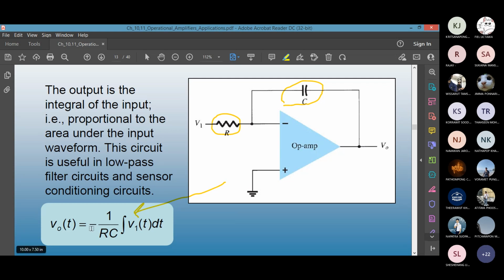Do not forget the minus sign. It is given in the inverting pin, so the output voltage will be a 180-degree phase shift of the input voltage. What type of usefulness does this circuit have? It is used in a circuit called a low pass filter.